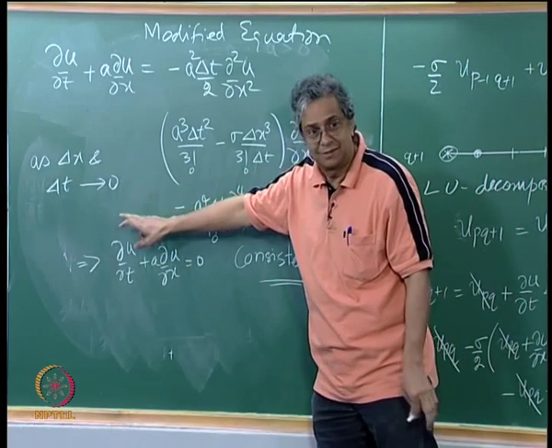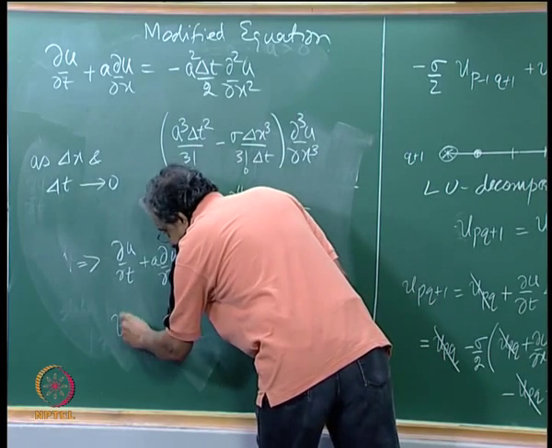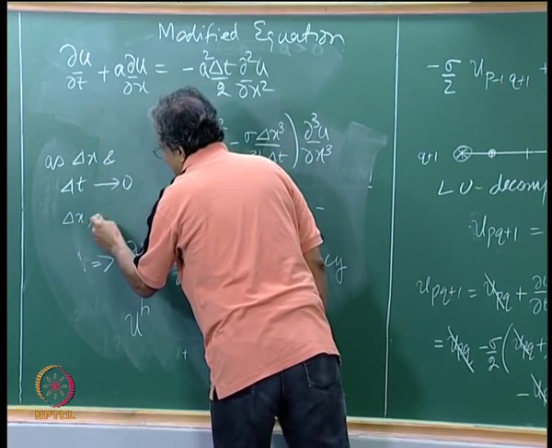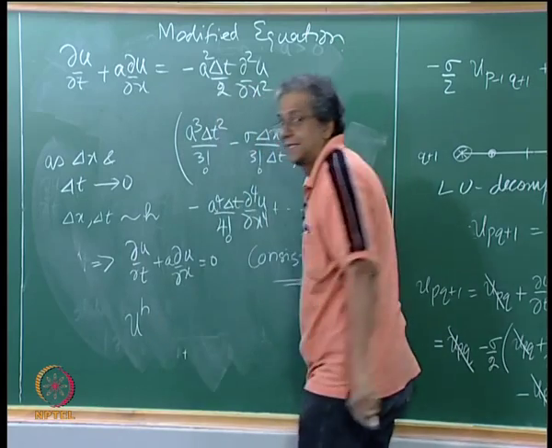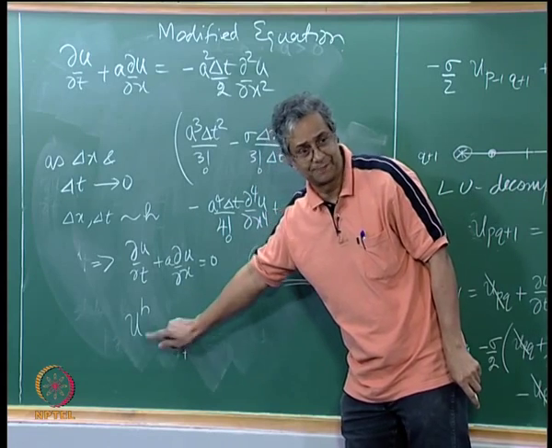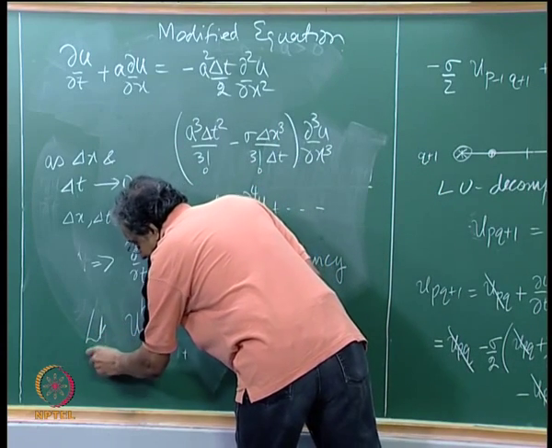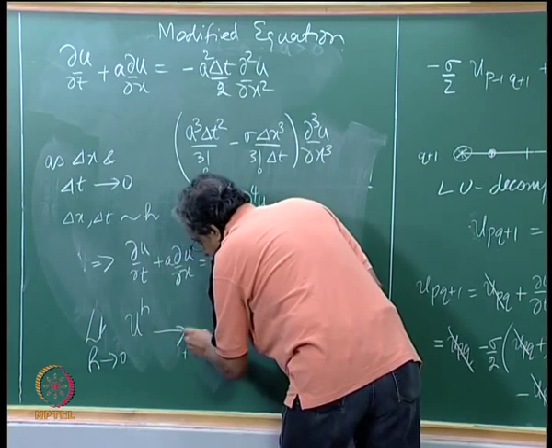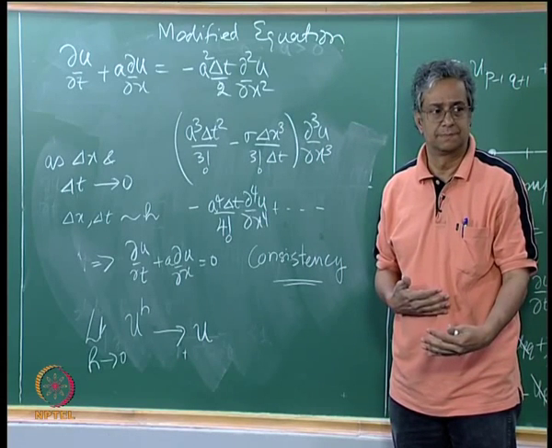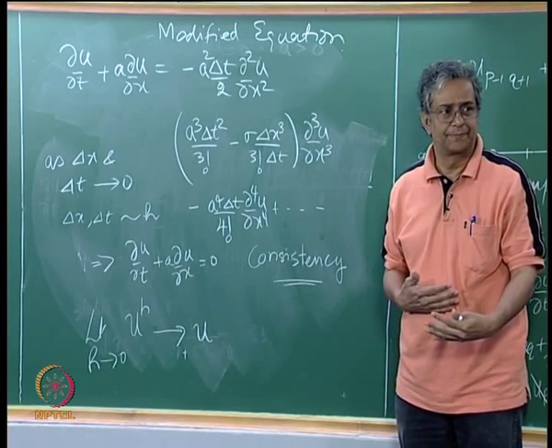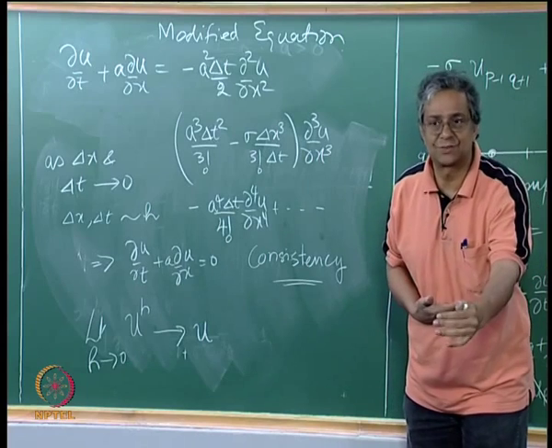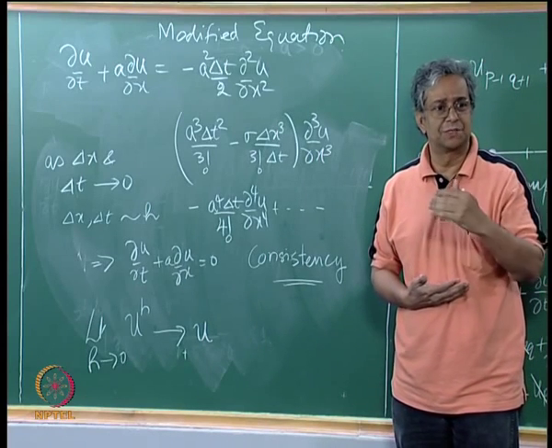As delta x and delta t go to 0, I will write h, where delta x, delta t are like h. I am going back to that notation where I put a superscript h, which means that it is a discrete solution. If in the limit h going to 0, u of h goes to u, then we have convergence. Am I making sense? As h goes to 0, our candidate solution, approximate solution, converges to the exact solution.